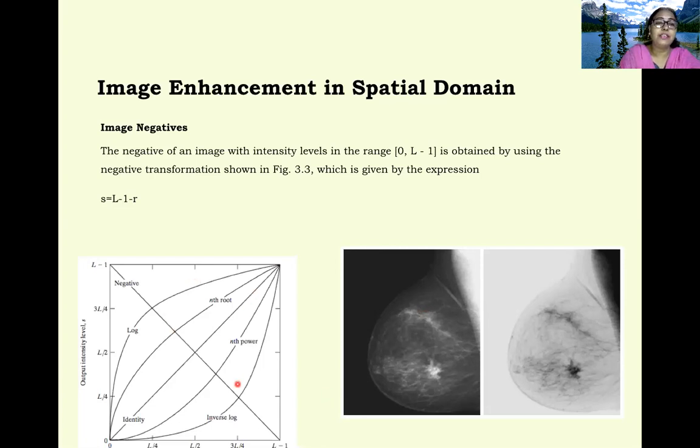In this figure, the x-axis is the original intensity axis and the y-axis is the transformed intensity axis, and this is the negative scale. Corresponding to it, one picture is shown as an example. This is a mammography of breast cancer. When the picture is taken, it is not clear how the tissues are affected by cancerous cells. But if we take the image negative of this, the image becomes clearer for the affected cells. So these are the affected cells, and it is quite clear in the picture.